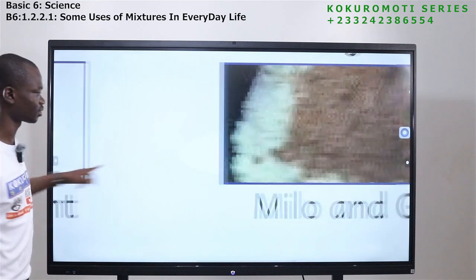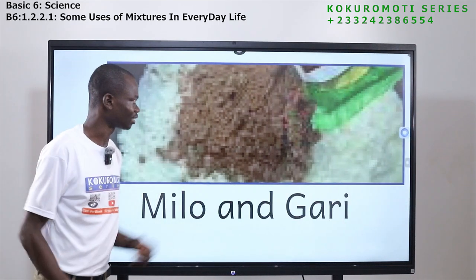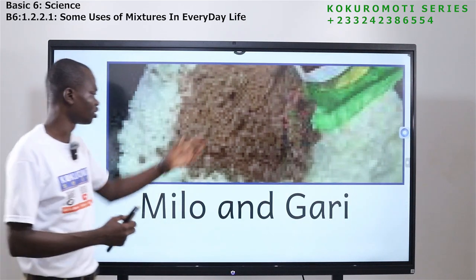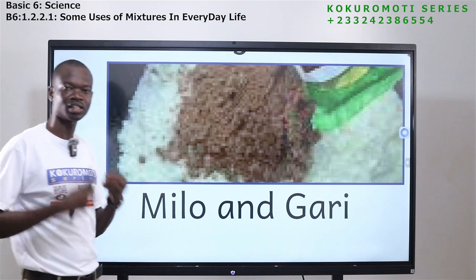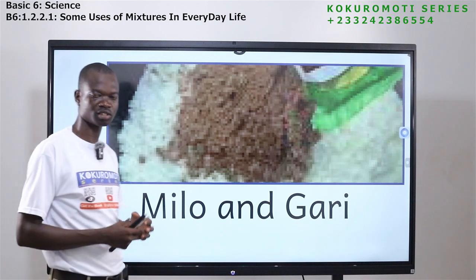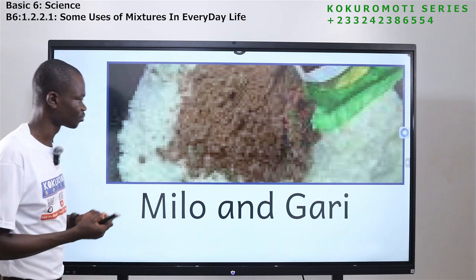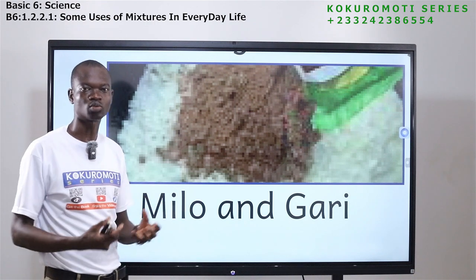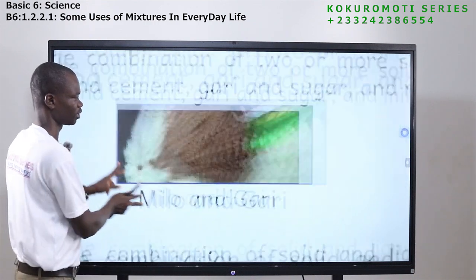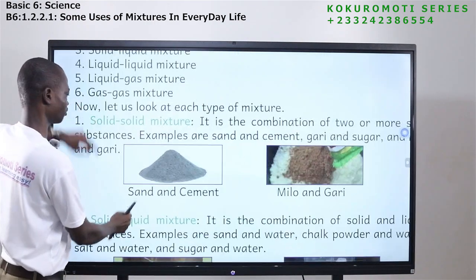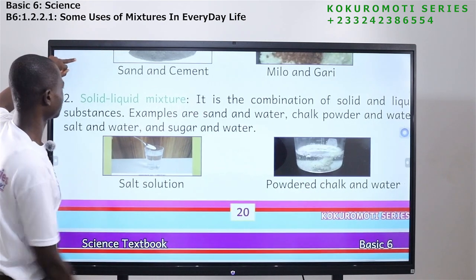Let's come to this side. This is Milo and Gari. So you have your Gari, you mix it with Milo. Gari is solid, Milo too is solid. So the mixture of these two ingredients is a solid mixture.